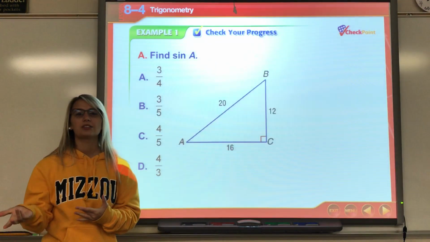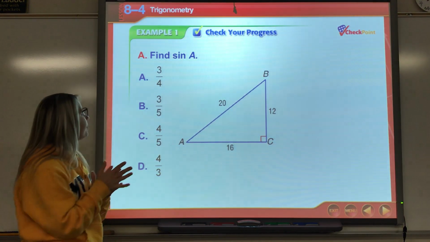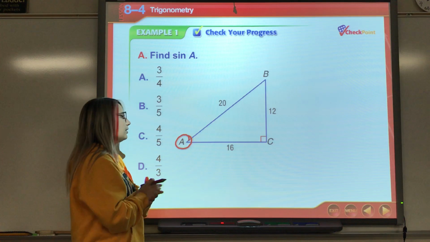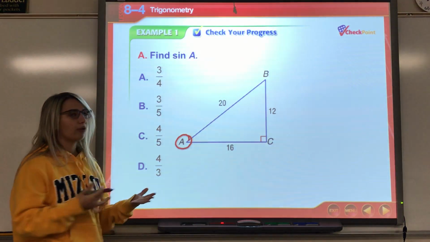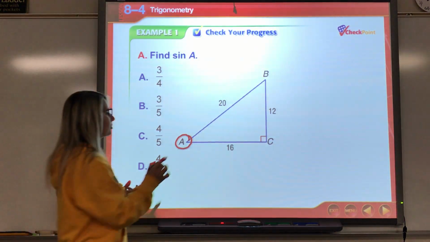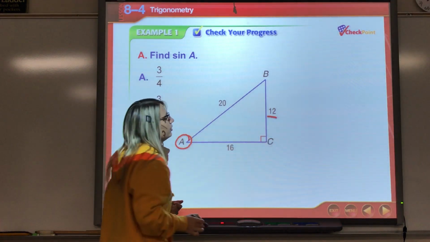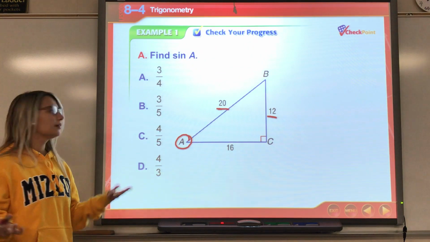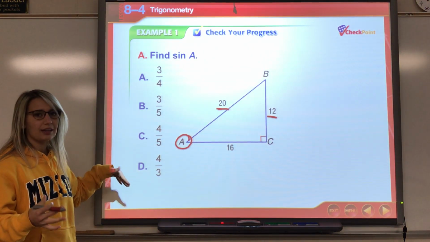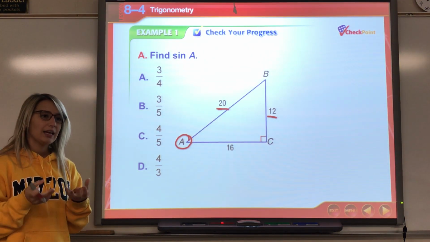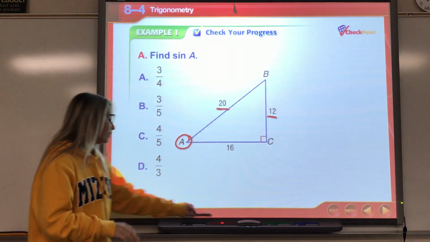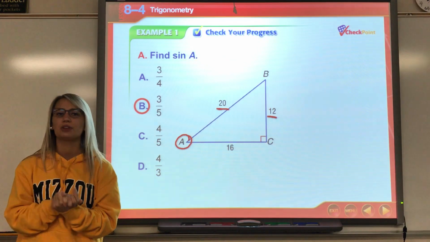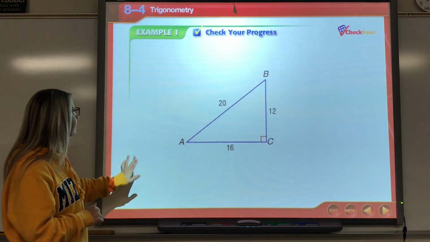So here's some for you guys to try at home. We're finding the sine of A. Okay, so we have A here. All right, sine, SOHCAHTOA, that would be the opposite over the hypotenuse. So here's our opposite, 12 over the hypotenuse, 20. So we should have 12 over 20, right? Notice that none of the answers say that. We need that fraction in the simplest form. So that 12 over 20 would simplify down to 3 over 5. So you guys should have gotten B for this one.